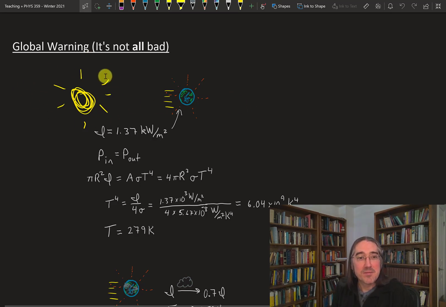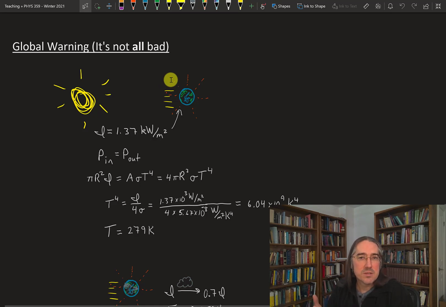Okay, so we have the sun. It's emitting electromagnetic radiation. We have the Earth. It's receiving some of that electromagnetic radiation. And this solar insolation constant, I for insolation, is 1.37 kilowatts per square meter. That's the incident power density at the Earth's distance from the sun.